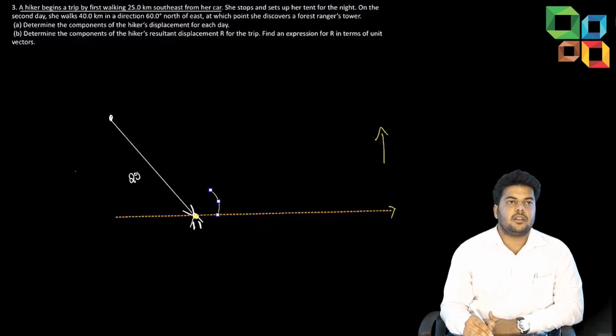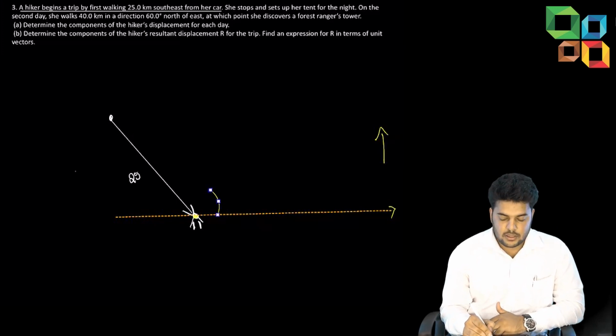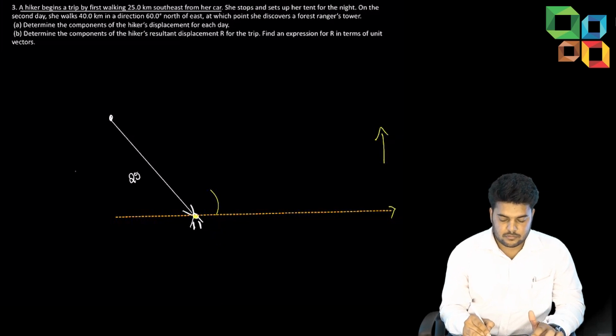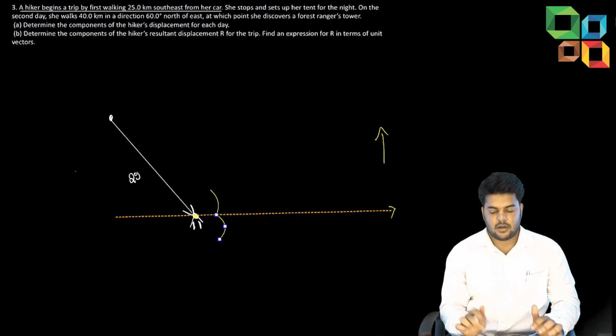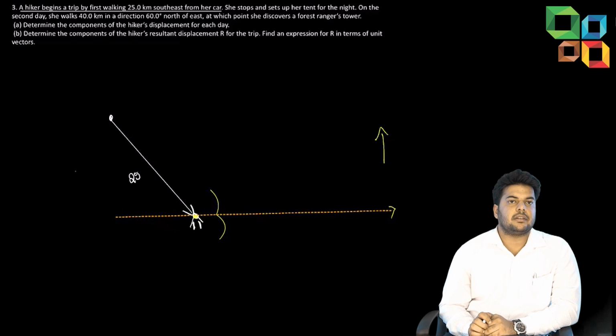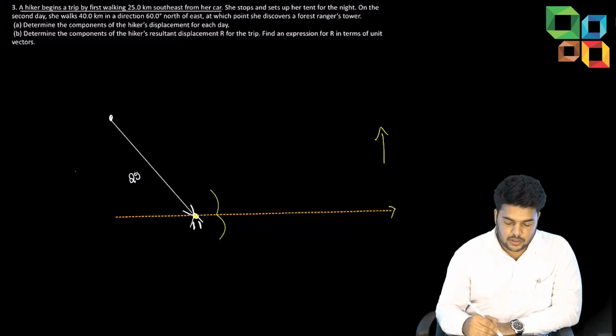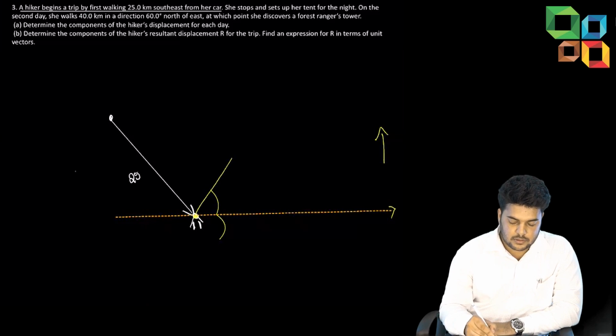You have two options of measuring the 60-degree angle. One is to go this way, and the other one is to measure it like this. Right? There are two options there to measure the 60-degree angle. So since they're saying 60 degrees north of east, you choose the first option. You go north from the east direction. So we go this way.